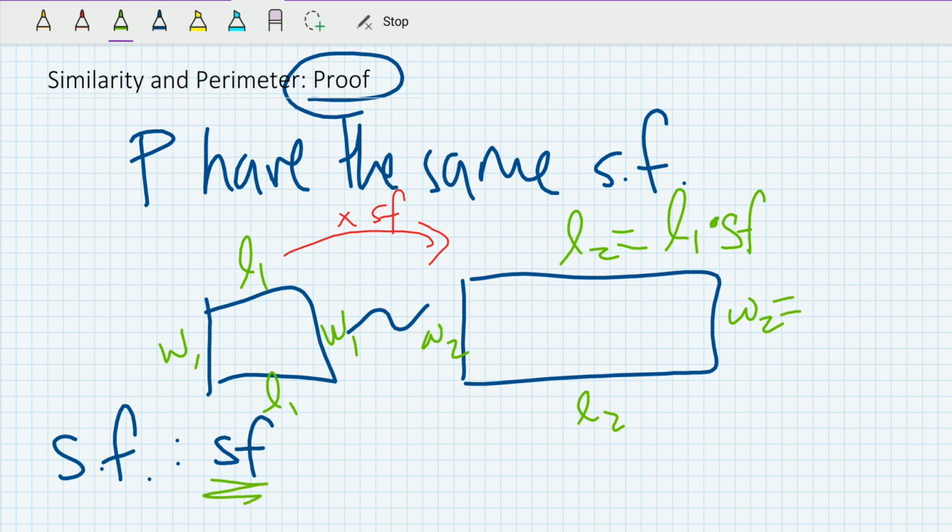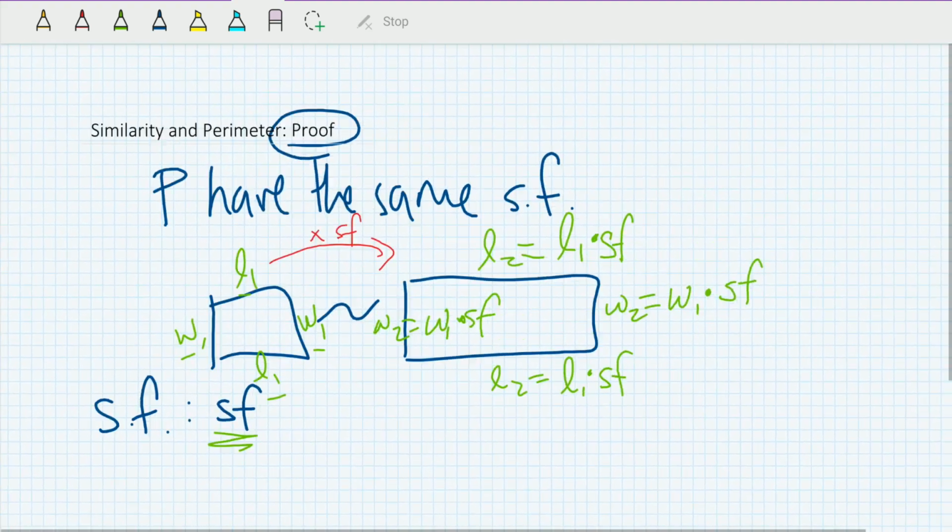So what that means is I can change every single one of them to the initial sides times SF. This one is equal to L1 times SF, and same thing, this is equal to W1 times SF. The only reason this looks confusing, with a lot of letters, is because we're working with variables as opposed to numbers. But if you really think about it, it's basically just using numbers and replacing them with letters.